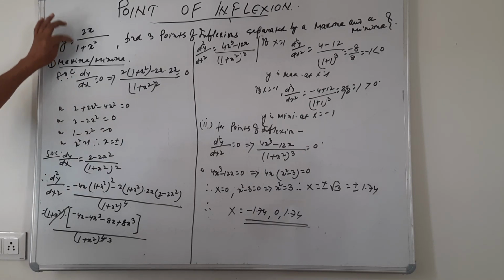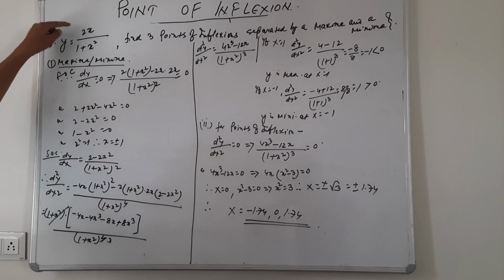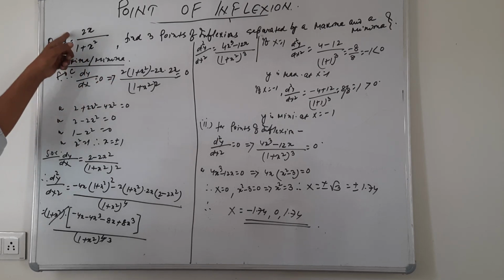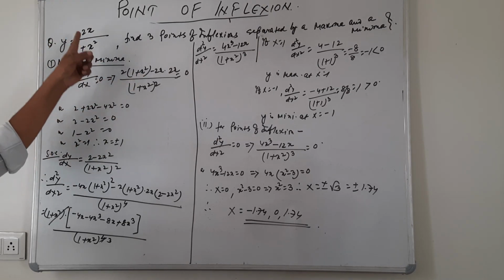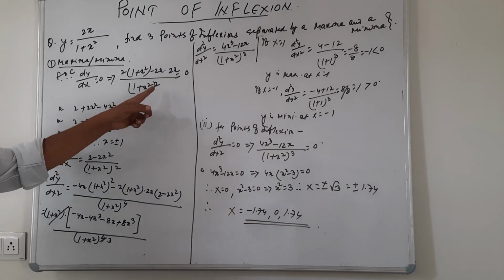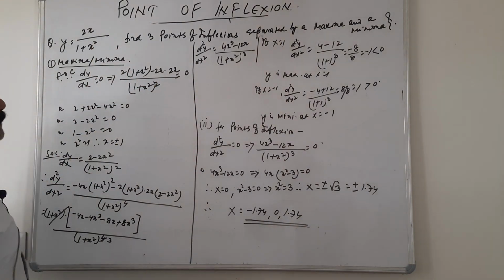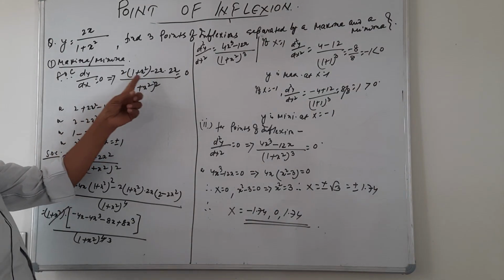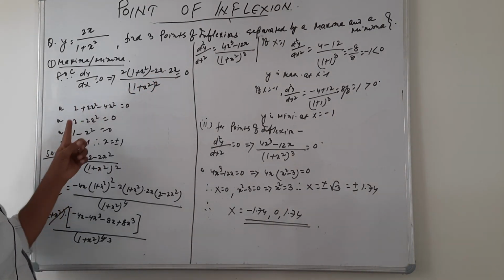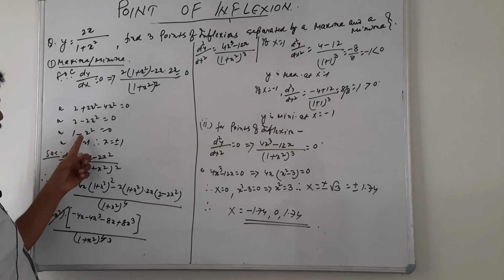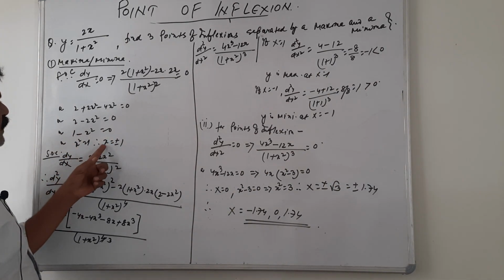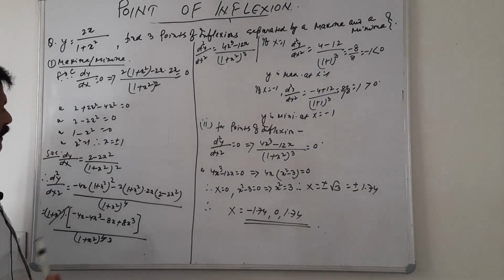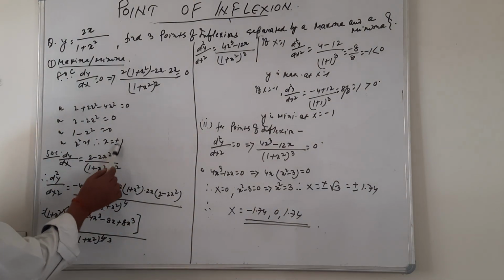This function is differentiated, so the u by v rule is applied. This is 2 into 1 plus x square minus 2x into 2x, upon 1 plus x square whole square, equals 0. Now cross multiply, this denominator is eliminated. We have the numerator, so 2 plus 2x square minus 4x square equals 0, 2 minus 2x square equals 0, 1 minus x square equals 0, x square equals 1, so x is plus minus 1. Now we have got the 2 values of x, plus 1 and minus 1.